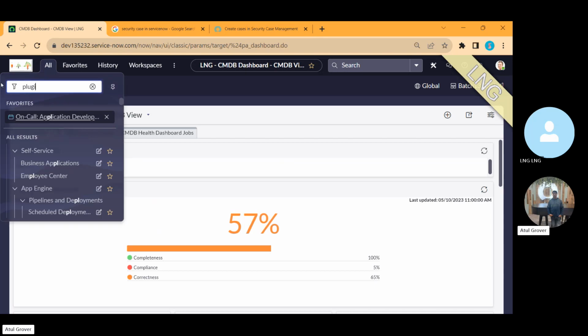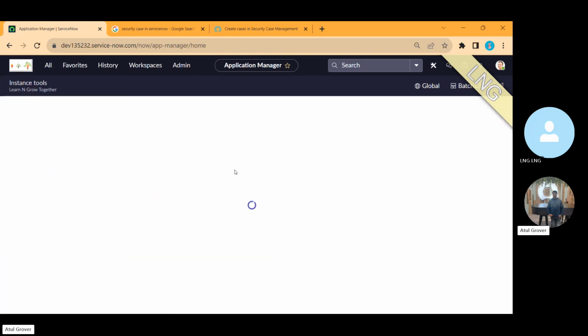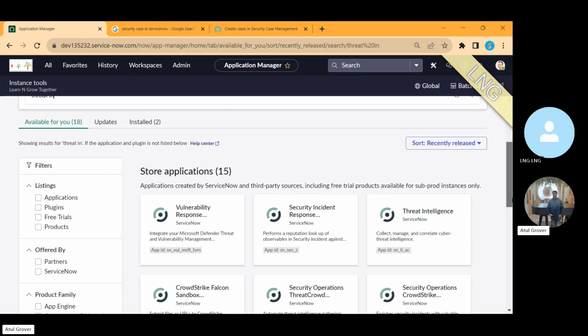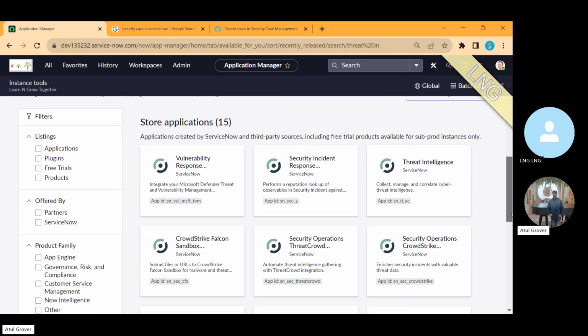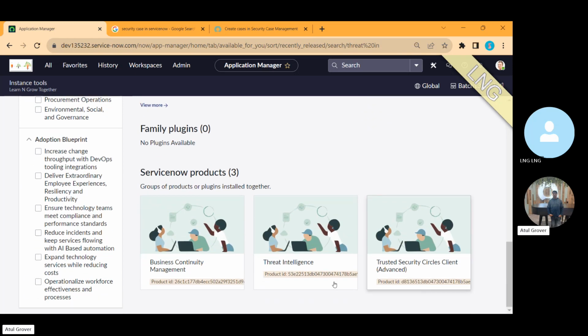Maybe in the meantime, I can activate that plugin for threat intelligence. Even though that is not required, as it was part of the lab and I saw something on threat intelligence, I did not get a lot of things on that part. So this is the store application, where the products are. This is what I have to see here.